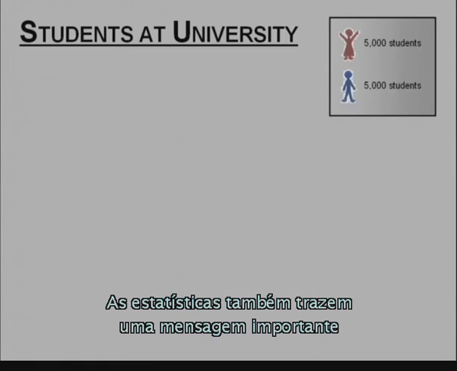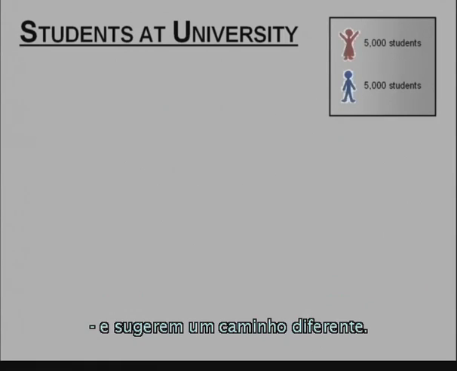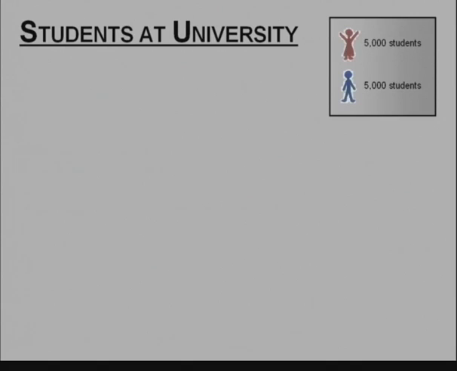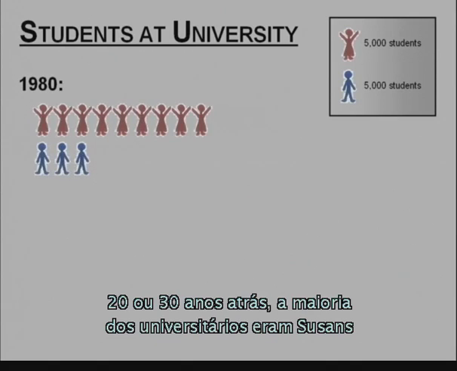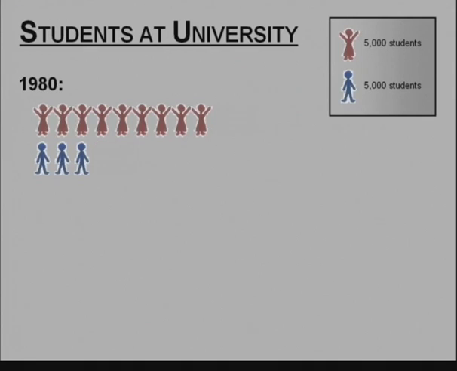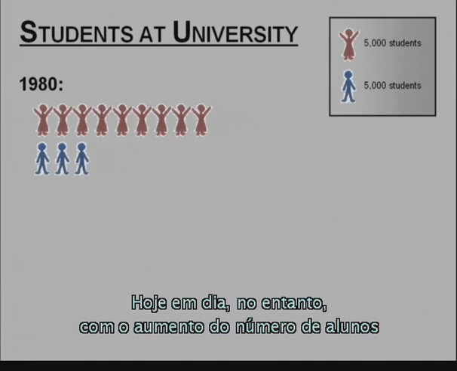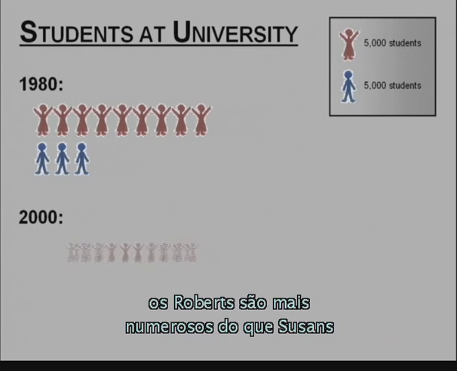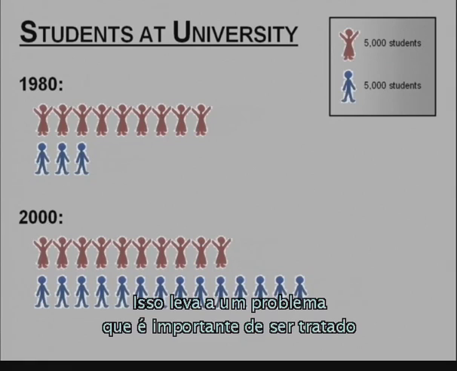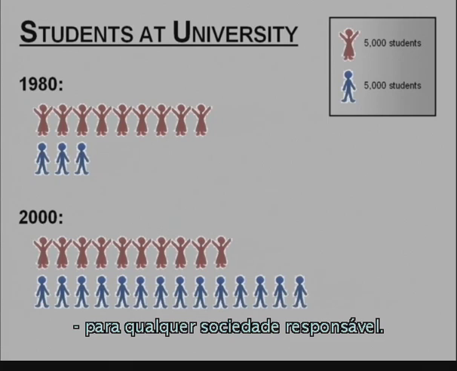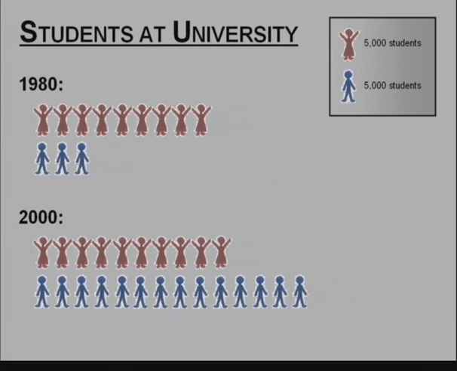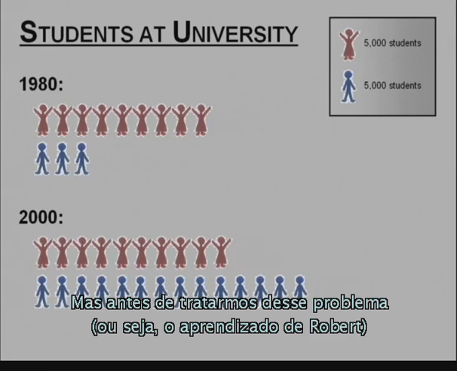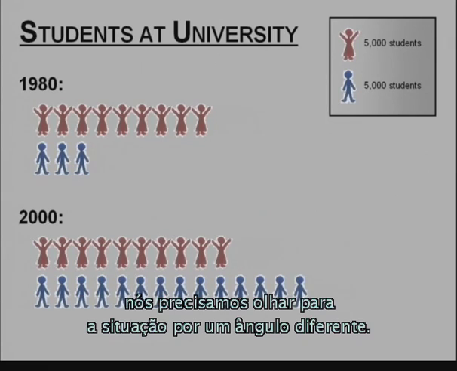The statistics also carry an important message and suggest a different course of action. 20 or 30 years ago, there were mostly Susans at the universities. Nowadays, however, as student intake has increased dramatically, the Roberts now outnumber the Susans. This makes for a considerable problem which is important to tackle for any responsible modern society. But before we deal with Robert's learning, we need to take a look at the situation from a different perspective.